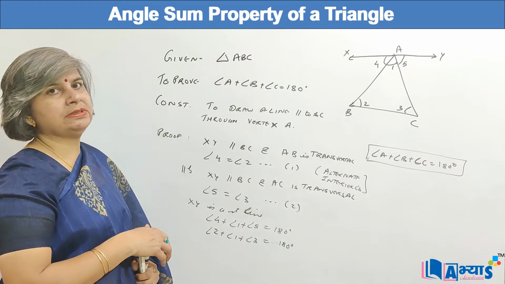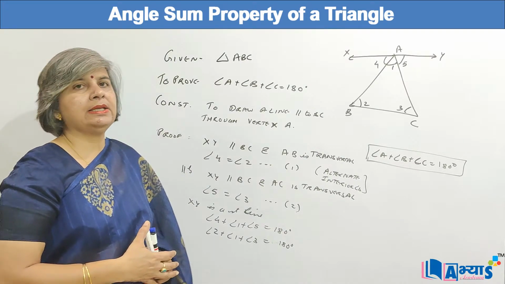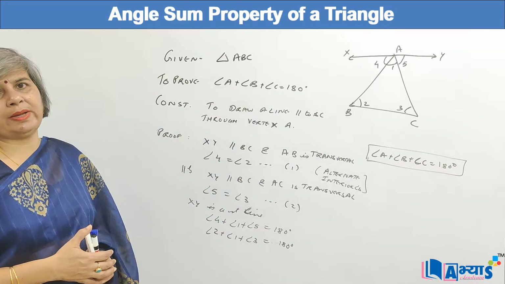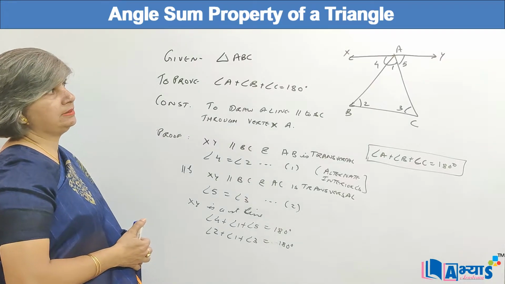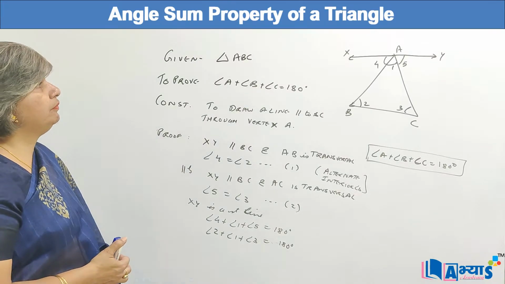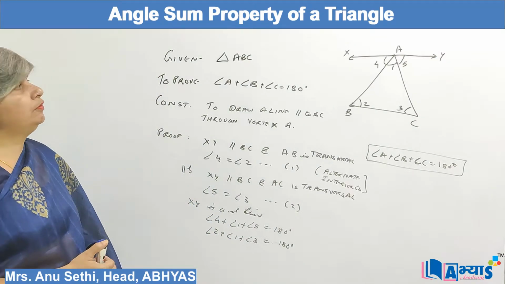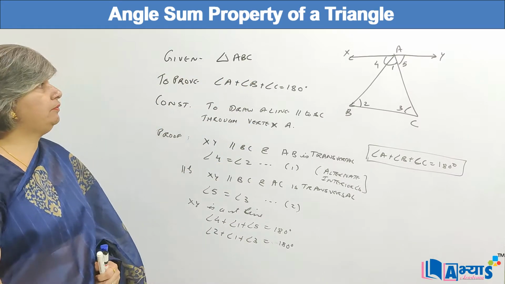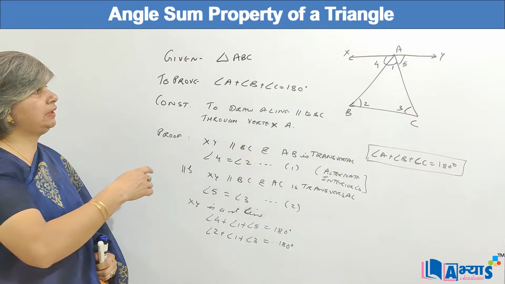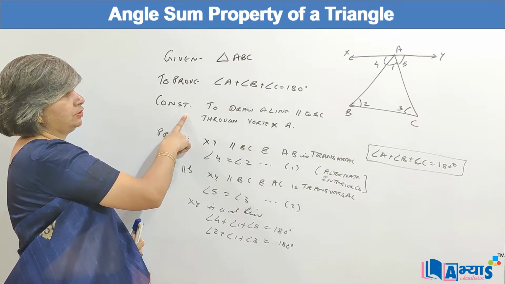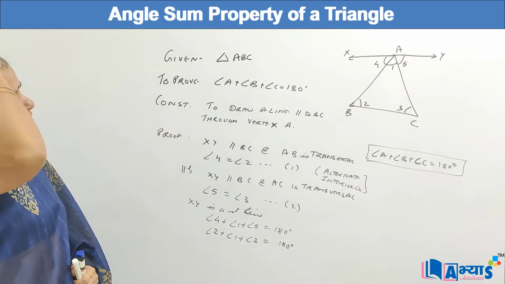To sum up, the basic concept we have used in proving that the sum of angles of a triangle is 180 degrees is the concept of parallel lines and the transversal, and we have taken the alternate interior angles. To revise it again, let us discuss the theorem again. The theorem is to prove that the sum of angles of a triangle is 180 degrees. For this we are given a triangle ABC and we are to prove that angle A plus B plus C is 180 degrees. For this we have taken a construction. We have drawn a line parallel to BC through the vertex A and let the line be XY.